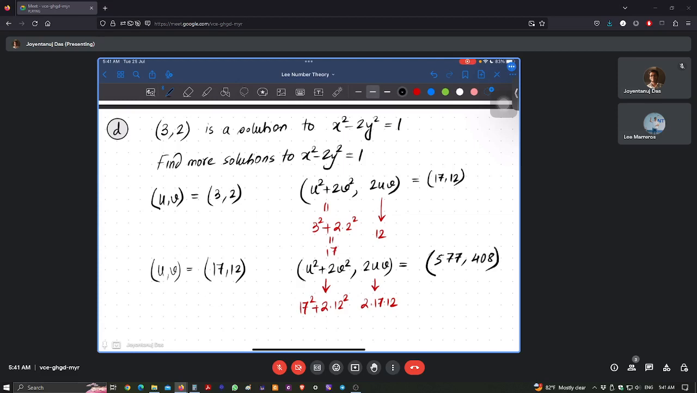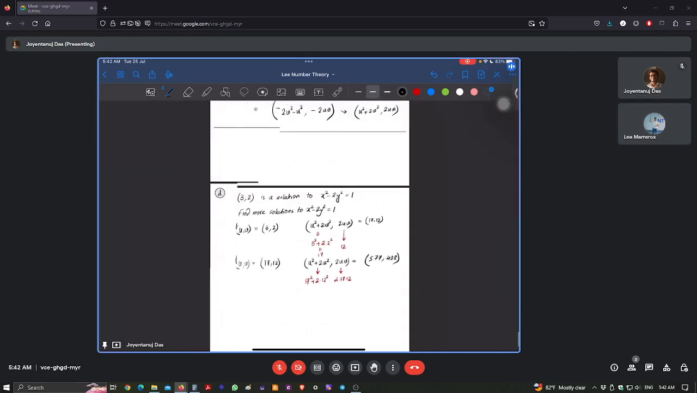So like this, I can find infinitely many solutions, right? I can go on like this. But I mean, how do you know that the solutions are of the form u squared plus 2v squared, comma 2uv? That follows from part B and C, right?